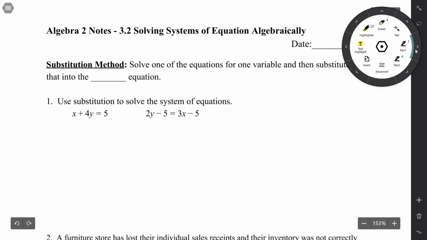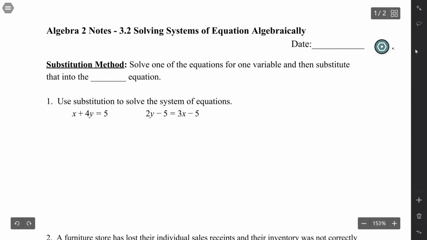All right, so first off, just to fill in this blank here, solve one of the equations for one variable, and then substitute that into the other equation. That's all we have to do here. The easiest one that I would solve for here would be x on this left-hand equation. We can do that in one step, just subtract 4y from each side. So we'll do that now. We'll get x equals 5 minus 4y.